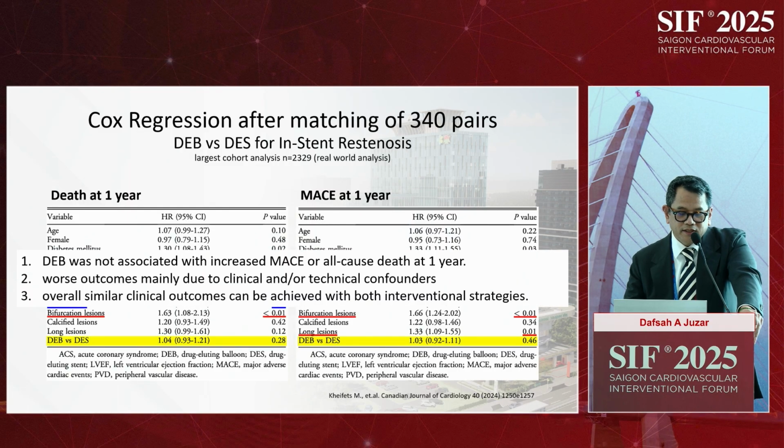So DCB was not associated with increased MACE or all-cause death at 1 year, but worse outcomes were mainly due to clinical and/or technical confounders. Overall, similar clinical outcomes can be achieved with either DCB or drug-eluting stent.